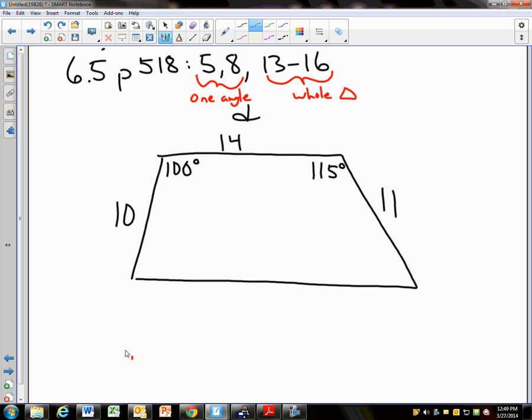Here we go. Section 6.5, page 518, numbers 5 and 8. You're solving for one angle, and then 13 through 16 is the whole triangle. And then I want you to find the area of this shape. So we'll check to see who has the same answers tomorrow, see who's right.